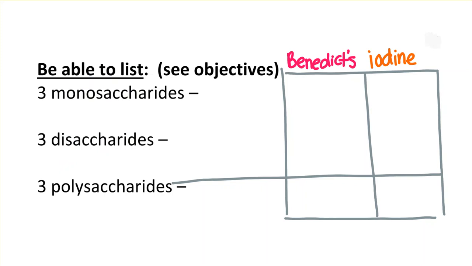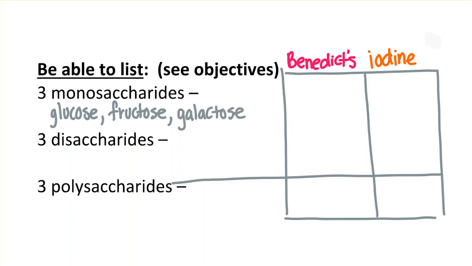You're going to need to know some common carbohydrates. Glucose is a monosaccharide. It is blood sugar. Fructose, another monosaccharide, is found in fruit. Galactose is one of the sugars from lactose.